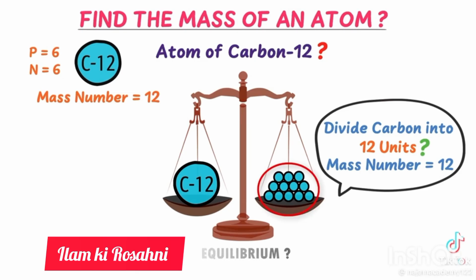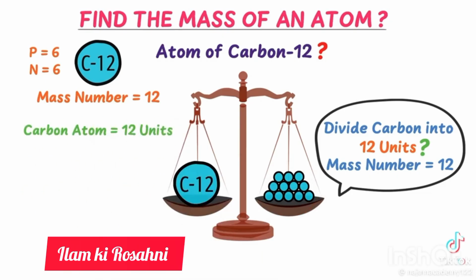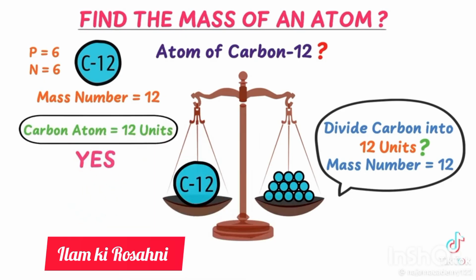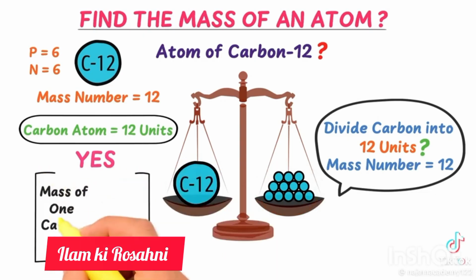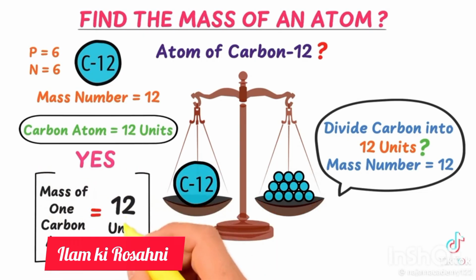Another question you should learn is, can we say that a single atom of carbon is equal to 12 units? Well, the answer is yes. We can say that there are 12 units in a single carbon atom. Let me repeat this important statement. There are 12 units in a single carbon atom. Or you can say that the mass of a single carbon atom is equal to its 12 units.